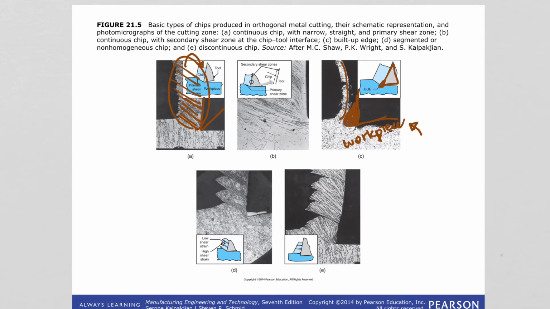This image B is also showing us there are shear zones forming during the removal of the material from the workpiece. You see this part is the primary shear zone, and you can see the layers. And this part, you can also see, is the secondary shear zone. And as you can expect, the build-up edge is a major factor that adversely affects surface finish.